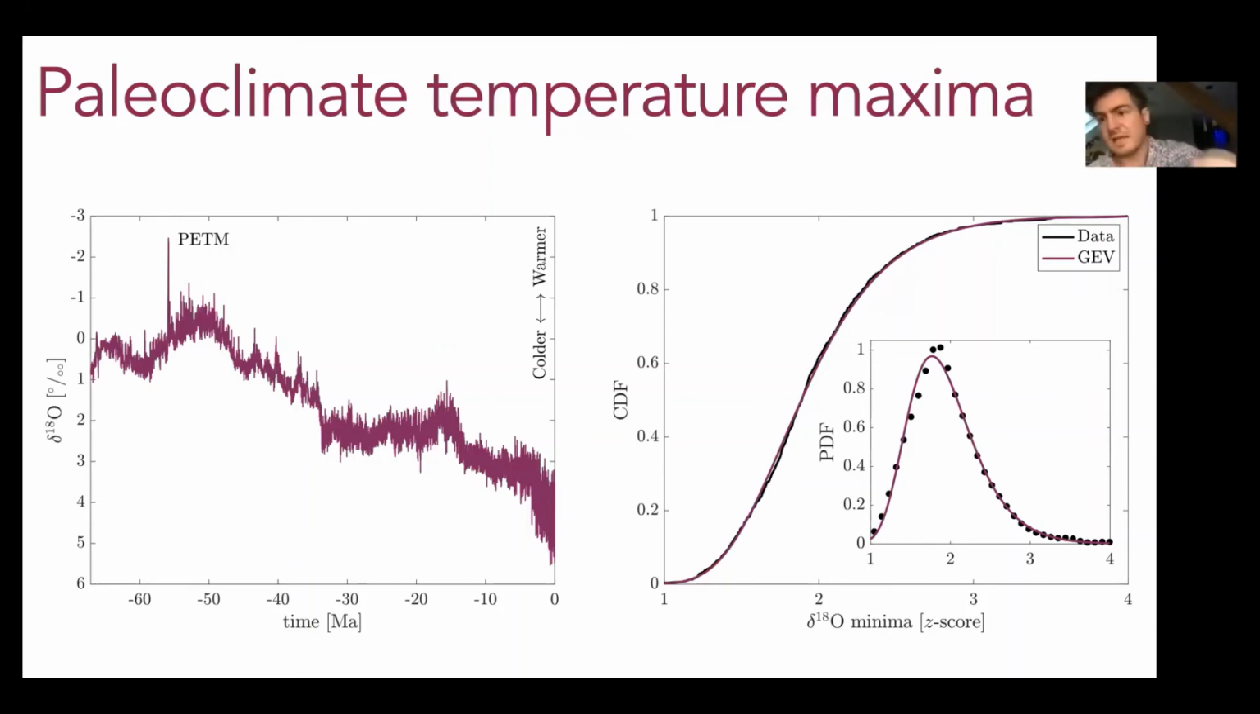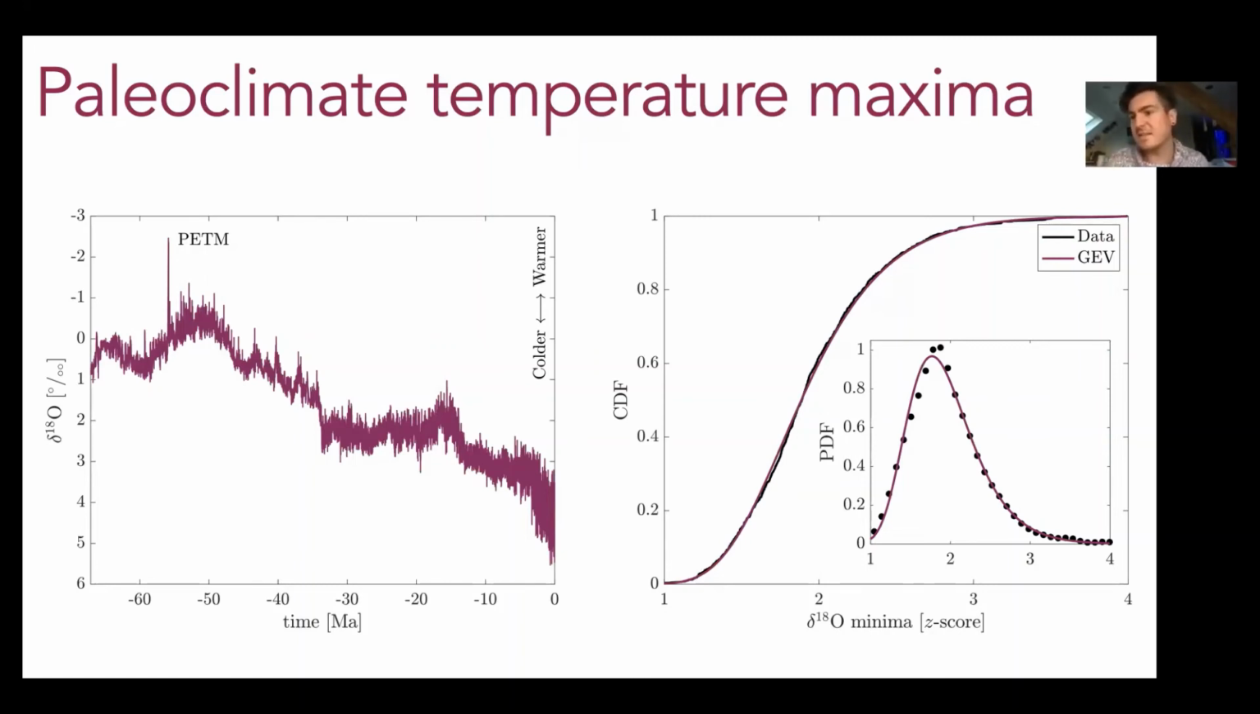The largest one of them is called the Paleocene-Eocene thermal maximum, where you see this massive jump in temperature about 55 million years ago. But there are a bunch of spikes in here as well. And you can actually show that the distribution of maxima over time is beautifully described by the GEV. So that means we have a method to characterize the variability in extreme temperatures over Earth's history.